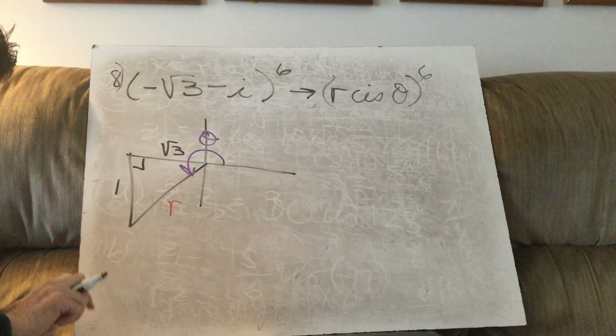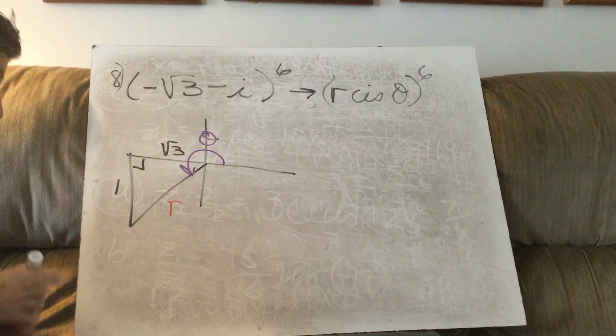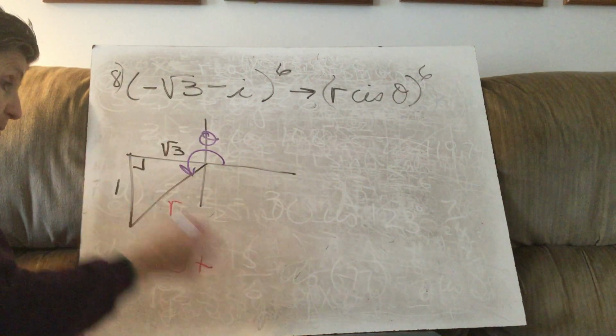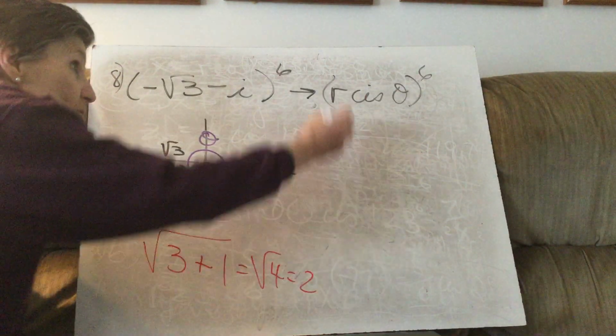Now, to get r, you're going to square the first one, so you get 3. Square the second one, you get 1. Add them together and take the square root, so r is 2.